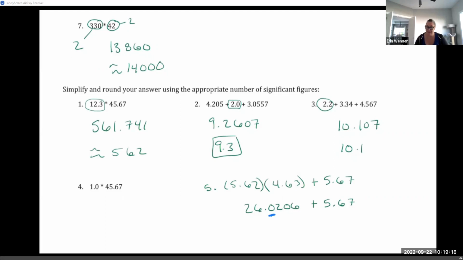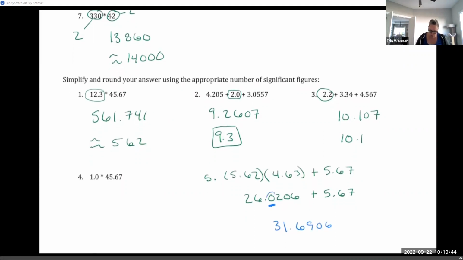But when we go to add these together, it tells us that our first number is only accurate to the 10th position, and therefore we're treating it as only having 1 decimal place for purposes of rounding. So again, we're going to leave the whole number, but we're going to now add 5.67 to it, giving us 31.6906. Again, because we can only round to 1 decimal place, we're going to end up with an answer of 31.7 as our final answer.